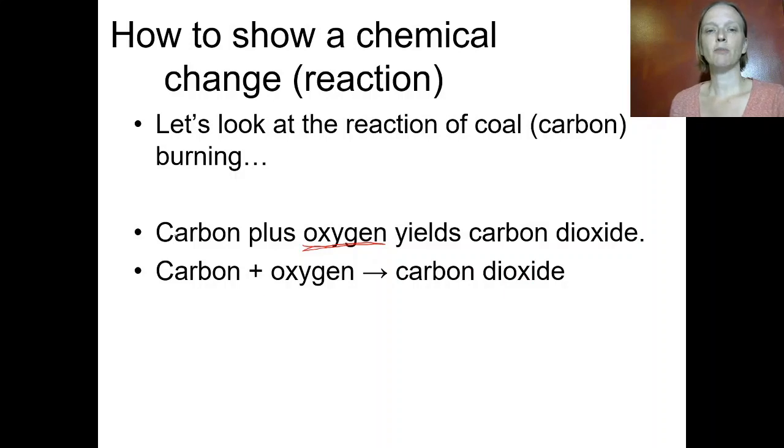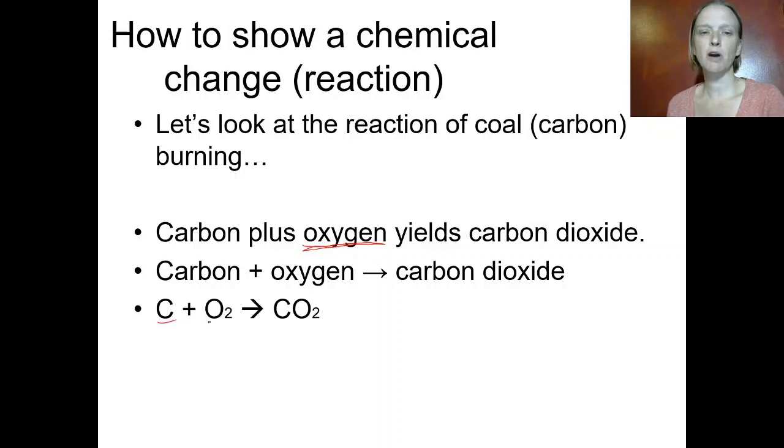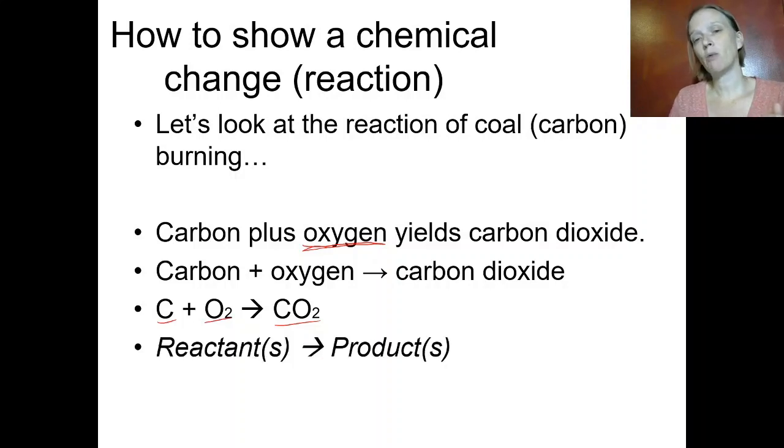That's a little bit shorter than my first sentence, but chemists like to go one step further and really abbreviate that down. We use the chemical symbols from the periodic table. Carbon is C. Oxygen gas is actually two oxygen atoms chemically bonded together. And then carbon dioxide has the formula CO2. We'll look at naming these molecules and substances later. But for right now, what I want you to see is that in a chemical change, when we show a chemical reaction, we have reactants to the left of the arrow and products to the right of the arrow.